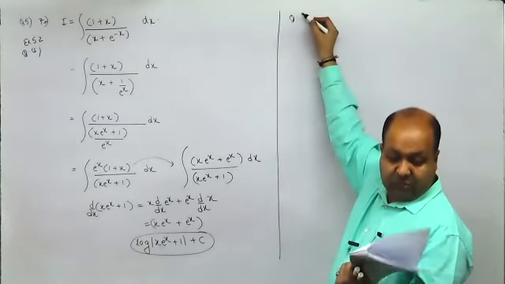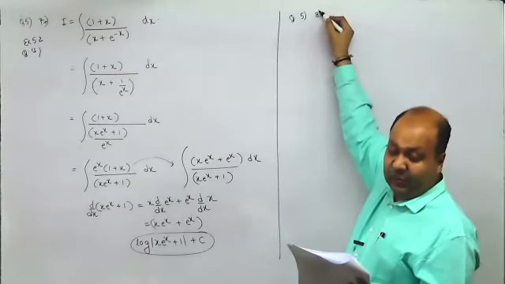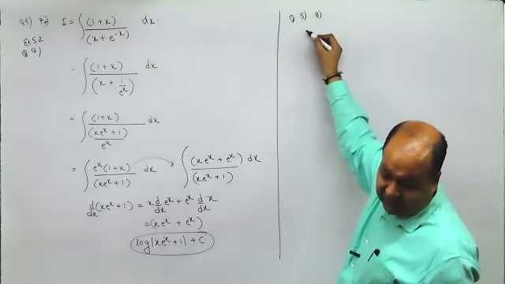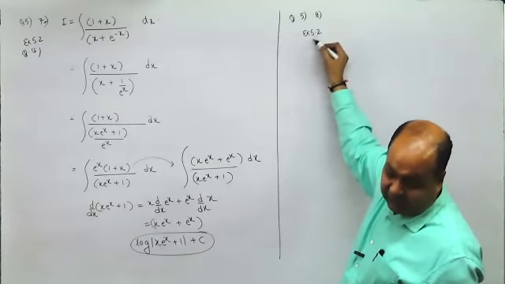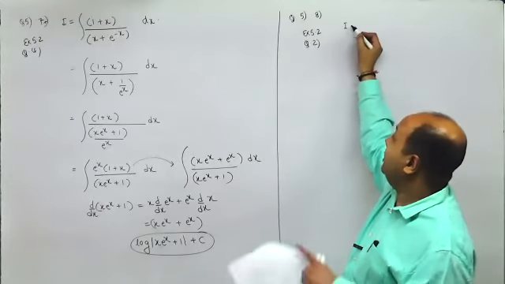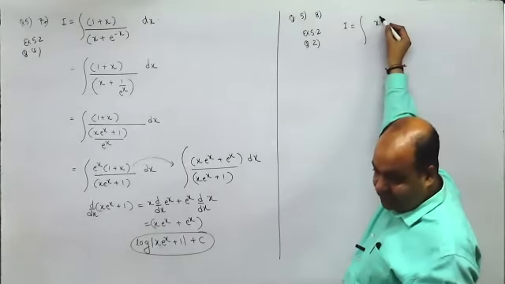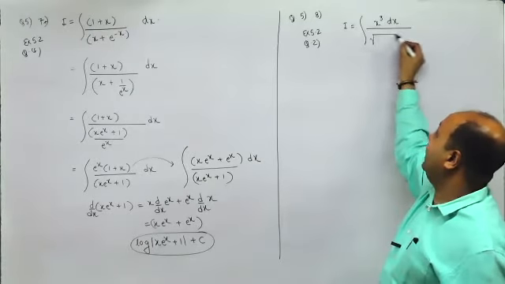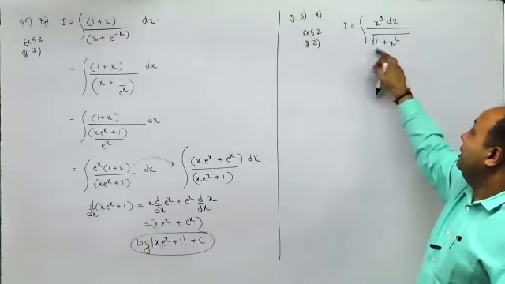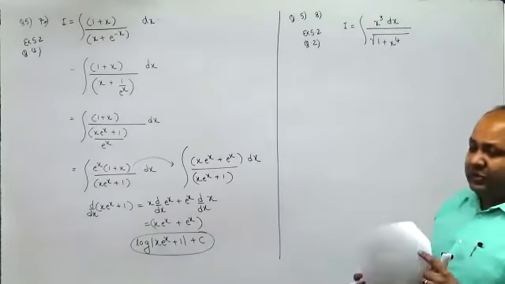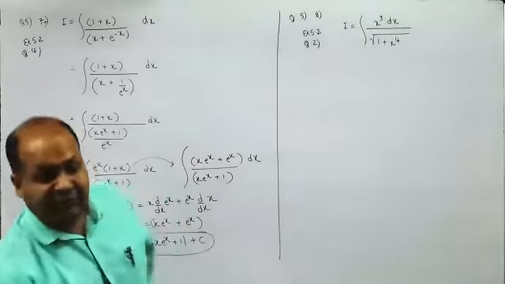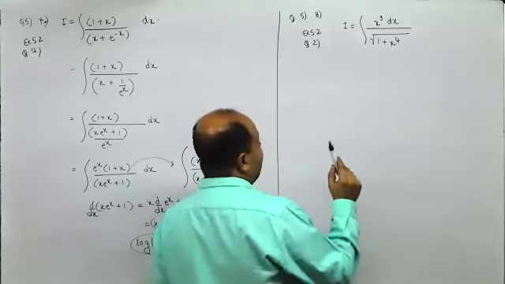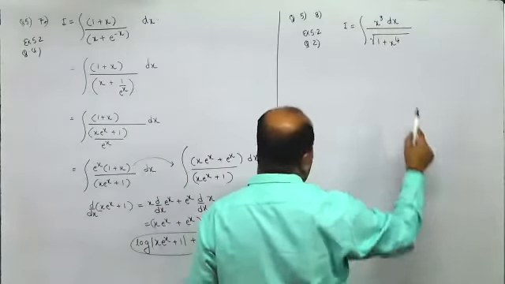Question number 5, the 8th part, and this is incidentally exercise 5.2, question number 2. The integral of x cube dx upon root of 1 plus x raised to 4. Now, whenever you see an x term with some power and an x term with one power less than that, the first thing that should come to your mind is that the other one is the derivative of the first one.